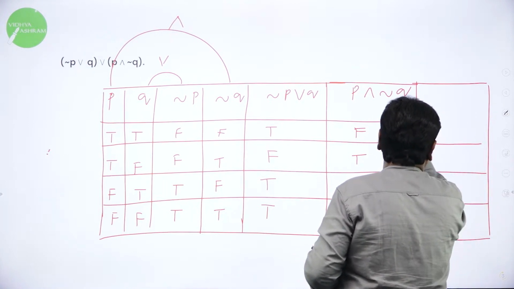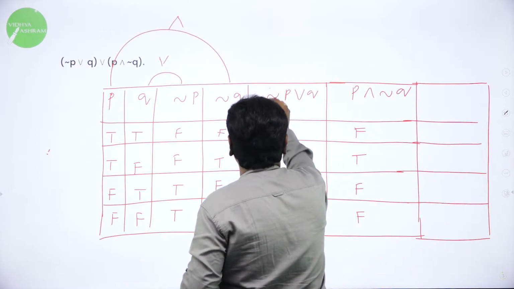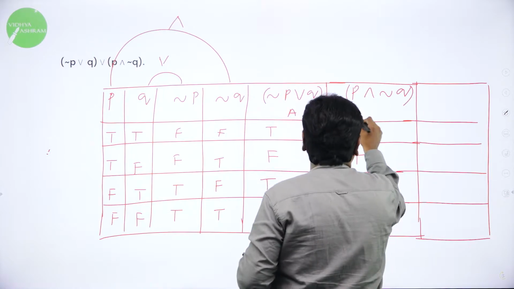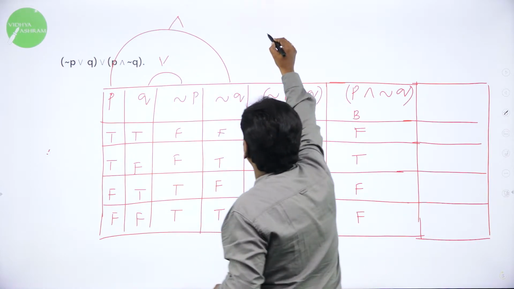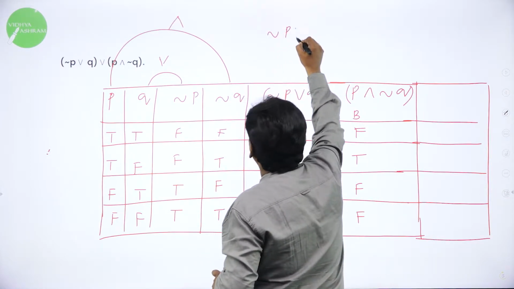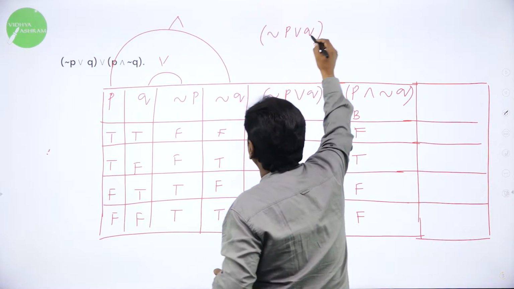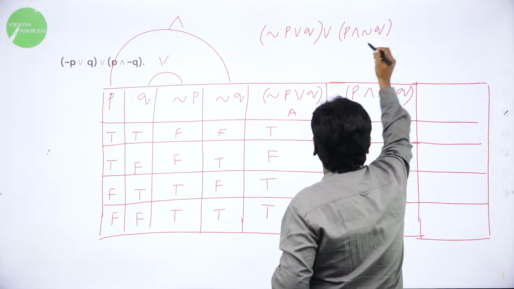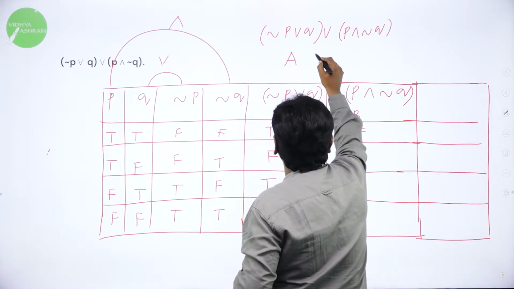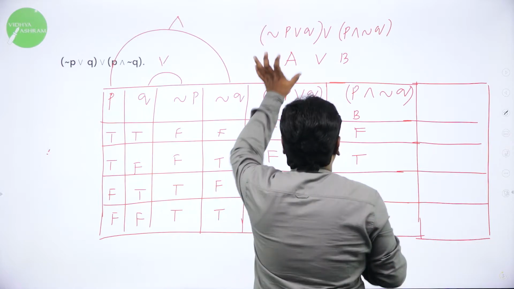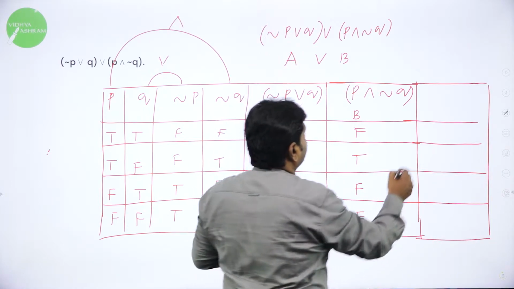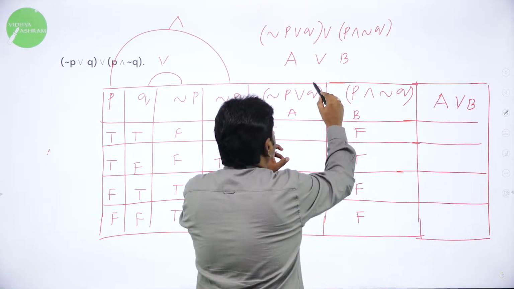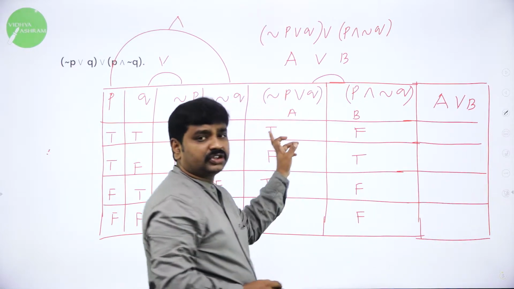we can also simplify this. I call this whole thing capital A. This whole thing I call it capital B. And the given statement, negation P or Q or P and not Q, I can call this A and this B. So finally A or B means I should do OR operation for these two.